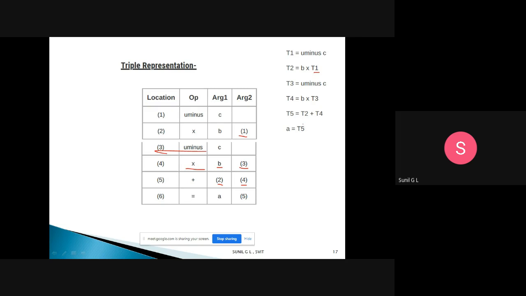Then the content of location 5 is copied to A. Here argument 2 is location 5, argument 1 is A, and the operator is equal. Like that we represent the three address triple representation.